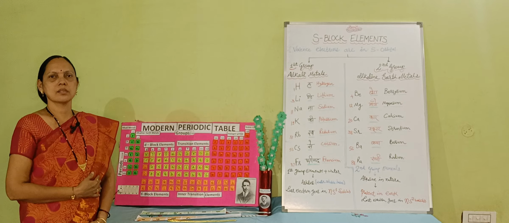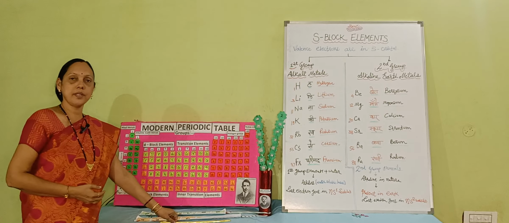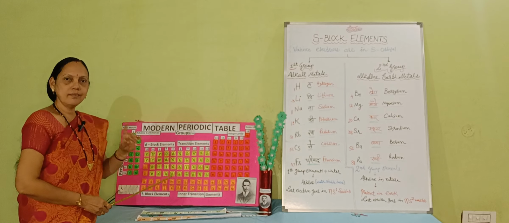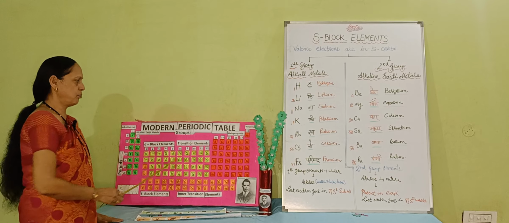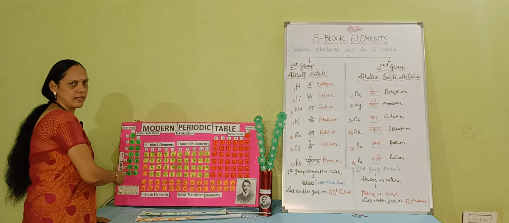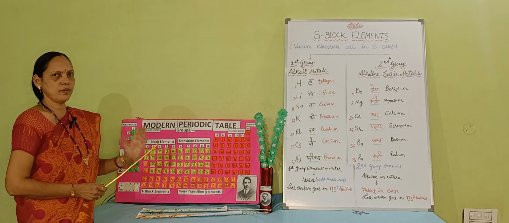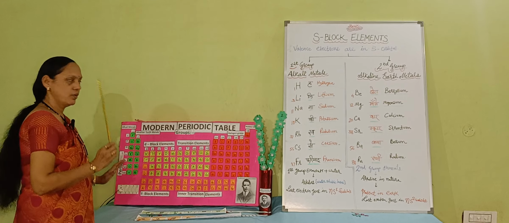Hello dear students, in our last video we completed the structure of the modern periodic table. In that video we covered that there are a total of 7 periods and 18 groups. So these things we have already completed in the last video.